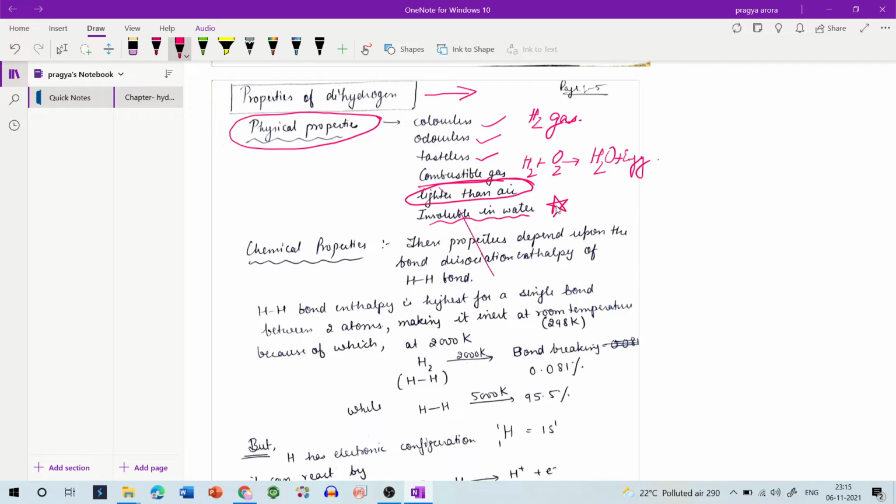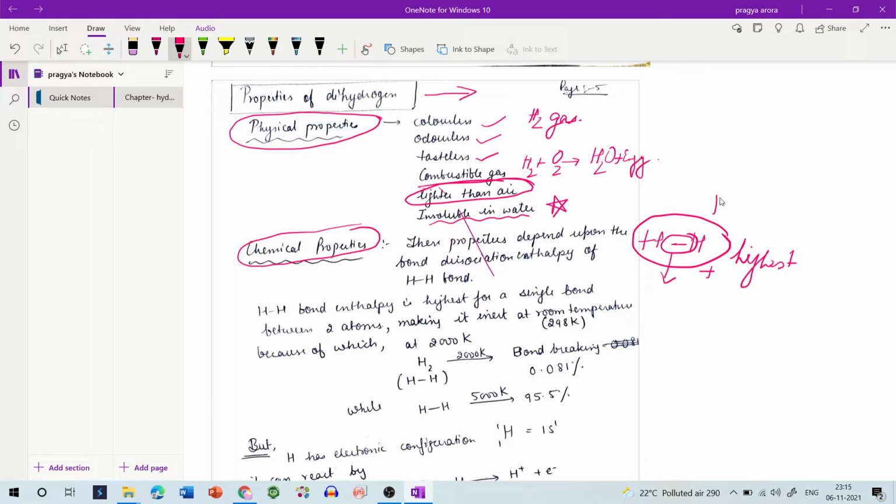Okay, now talking about the chemical properties. How will you define a chemical property? Chemical properties depend upon the bond enthalpy between this hydrogen and hydrogen bond. It means how strong this bond is so that this hydrogen can react with different compounds. So the H-H bond enthalpy for hydrogen is highest for the single bond.